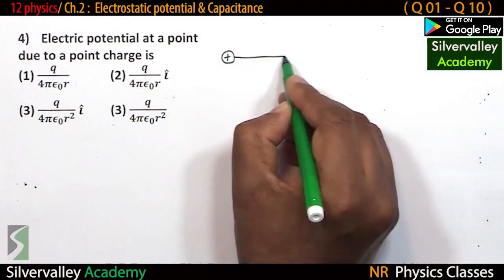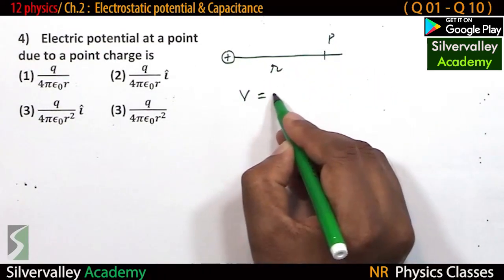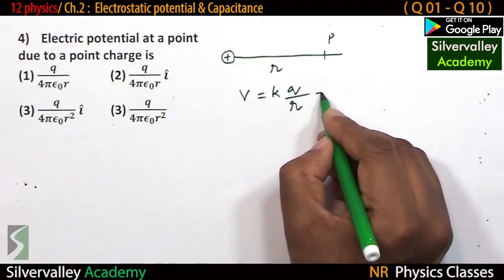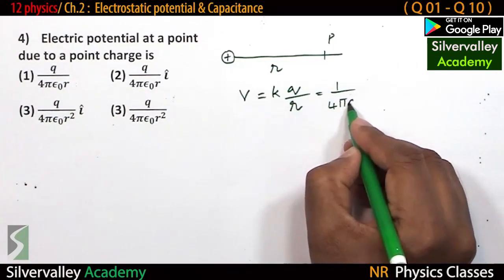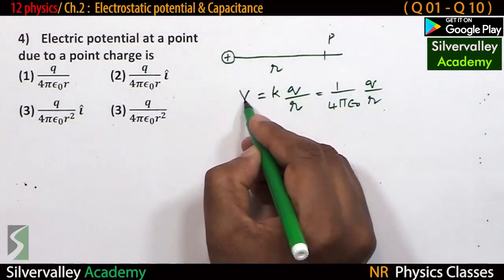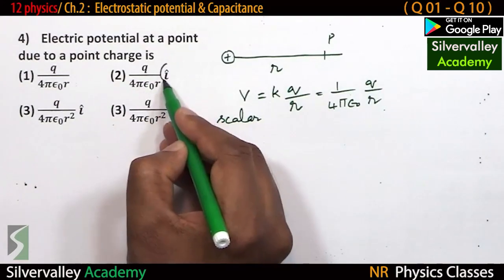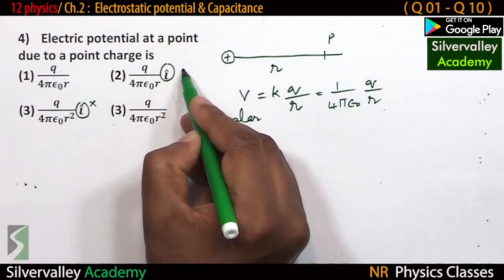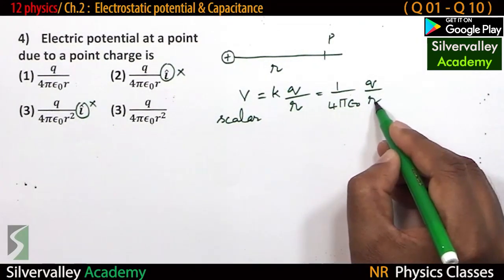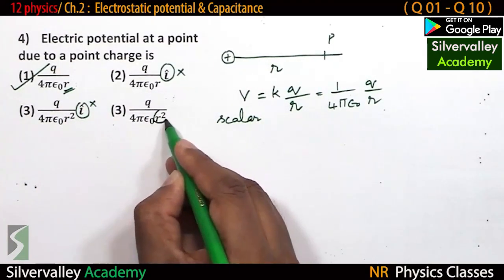Electric potential at a point due to a point charge. For a point charge Q, at point P at a distance r, potential is given by constant times Q by R. This constant is 1 by 4 pi epsilon naught, so V equals Q by R. And potential is a scalar quantity, therefore no question of a vector. Potential is inversely proportional to the distance. Observe, for electric field there is R square.